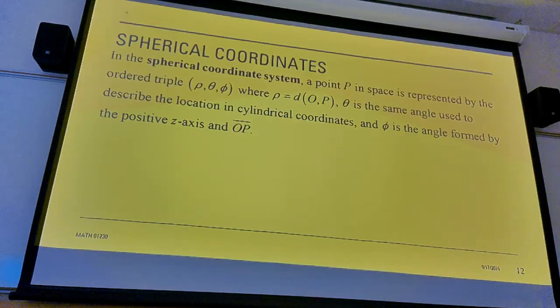Now, in theory, theta can be anything. And again, in theory, phi can be anything. In practice, we restrict them. Also in theory, rho can be negative. But again, in practice, we restrict it to be positive. Right, but theoretically, you can have a negative rho.